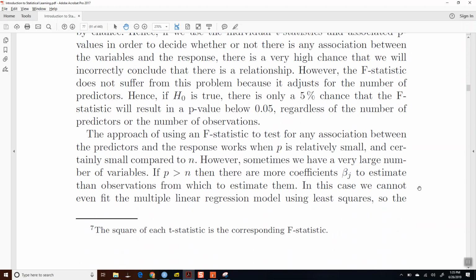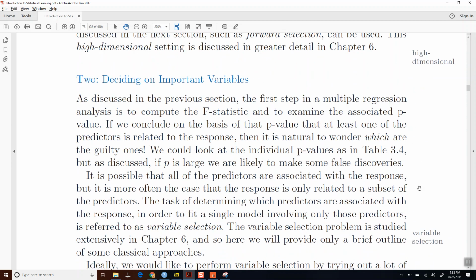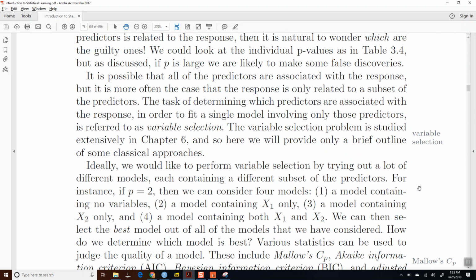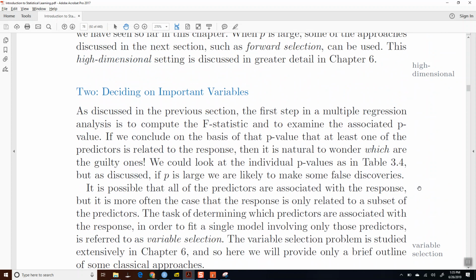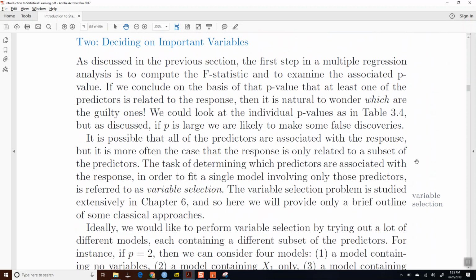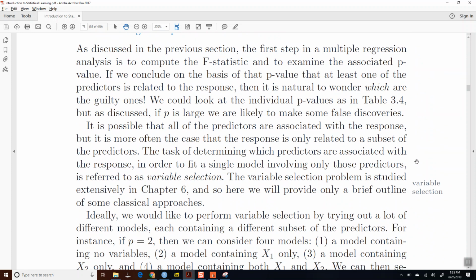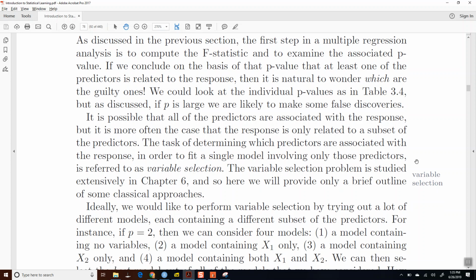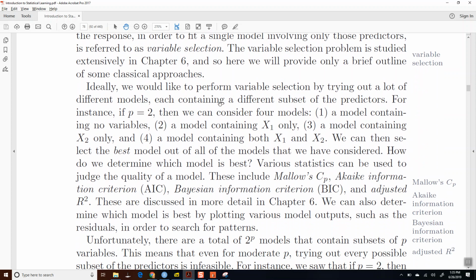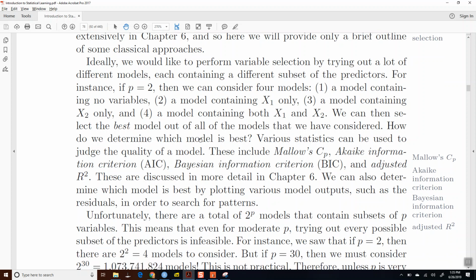Okay, one issue that we can run into, though, is how do we decide on the variables? Okay, so when we're talking about variable selection, let's say we have 2 variables, right? We have technically 4 models to pick, right? A model containing none of the variables, a model containing only x1, one that contains only x2, and a model containing both x1 and x2, all right? So we can look at all 4 and determine which one's the best.